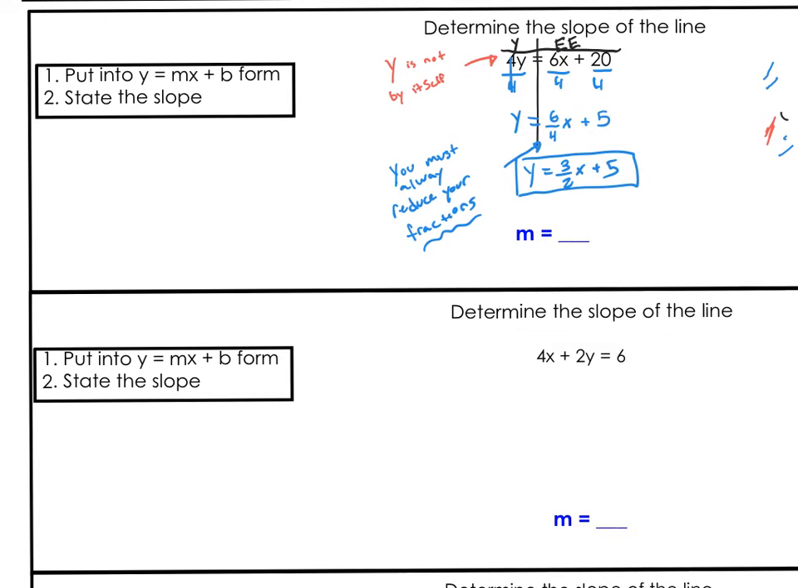So if you ask me now, what's the slope? Well, it's 3 over 2. So we had to get y by itself before we could answer that question, and now it becomes nice and simple.